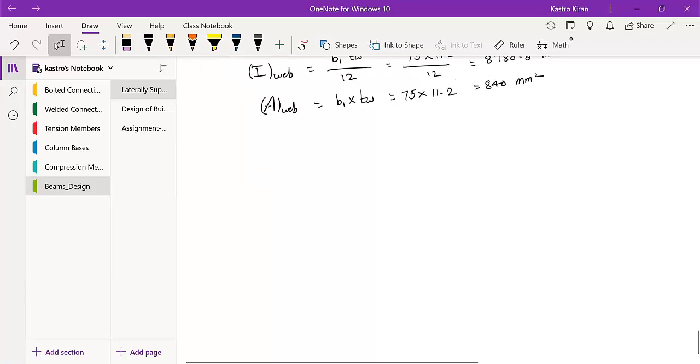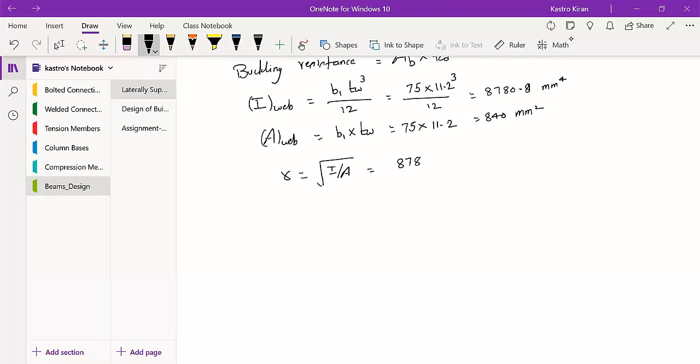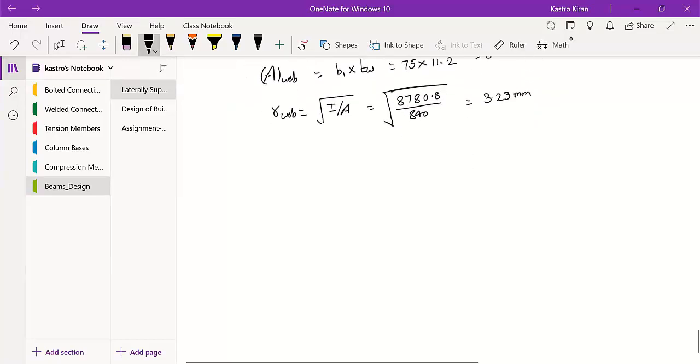Now you have to calculate the radius of gyration. Radius of gyration r equals under root I by A. You know the value of I, 8780.8. Remember, here it is the value for the web that we are finding, so it is the radius of gyration with respect to web, upon 840, the area of the web. If you solve this, you will obtain 3.23 mm.